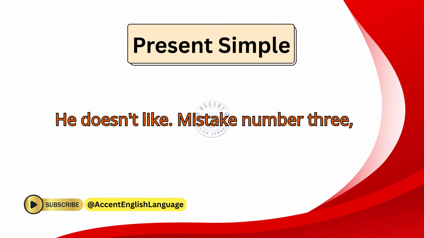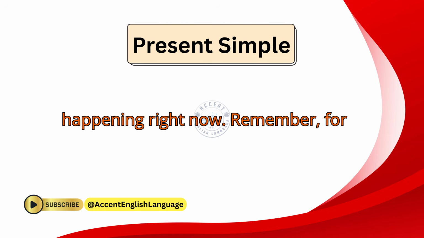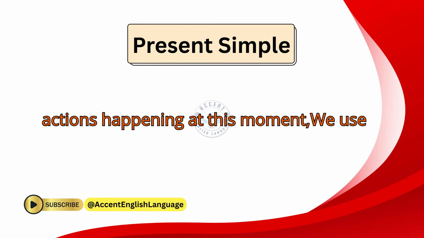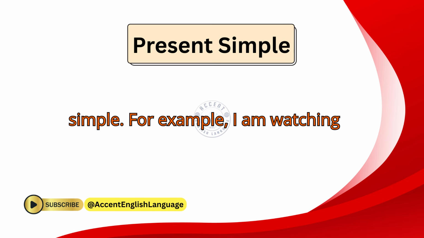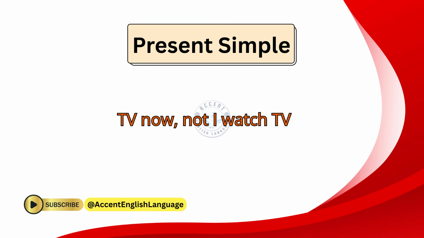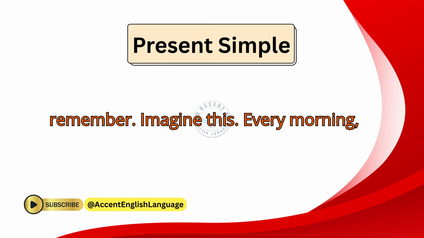Mistake number 3, using the present simple for actions happening right now. Remember, for actions happening at this moment, we use the present continuous, not the present simple. For example, I am watching TV now, not I watch TV now. Let's do a quick story to help you remember.